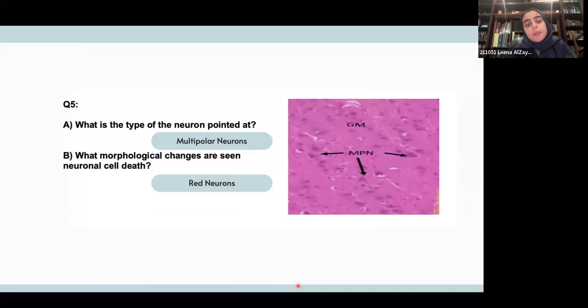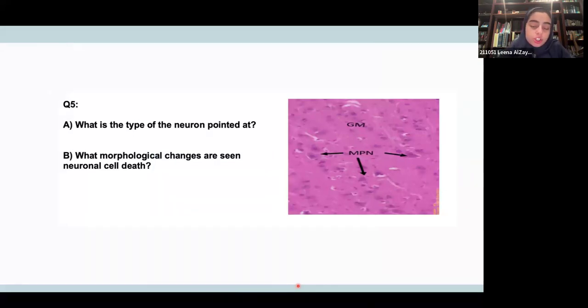Okay. Now let's do questions. A bunch of questions. We're going to do a lot of questions. Now I'm really not going to answer for you, all of you have to answer. Come on. What is the type of neuron pointed at? And what morphological changes are seen in neural cell death?